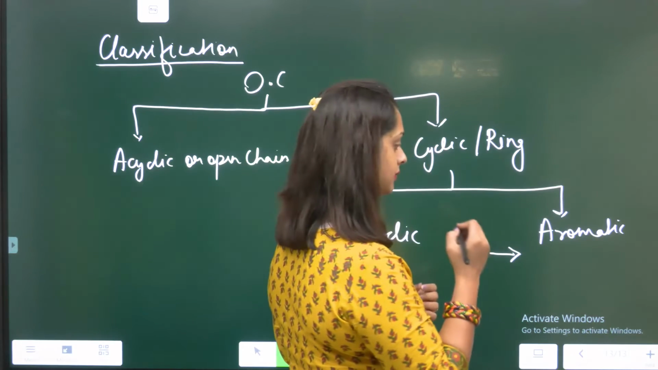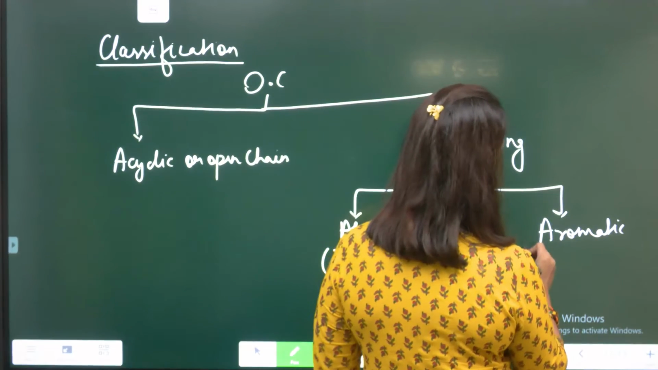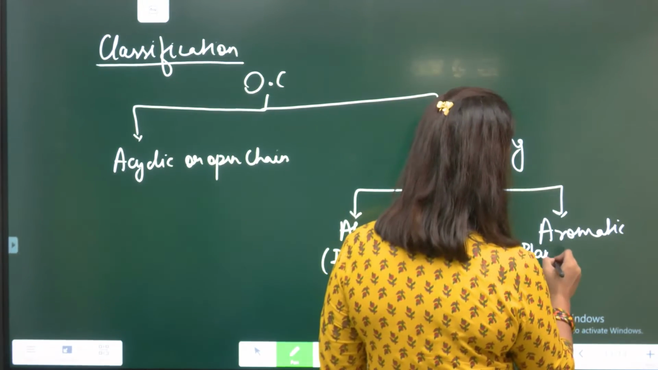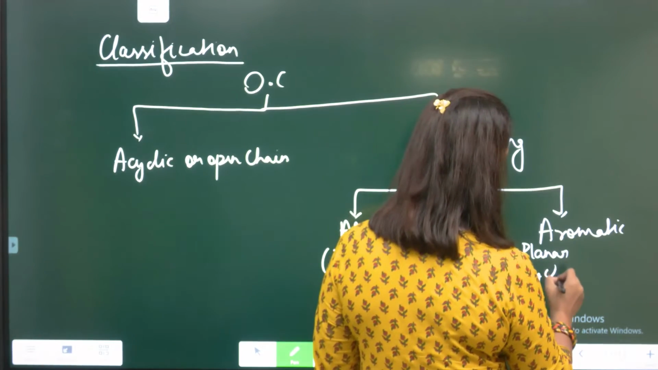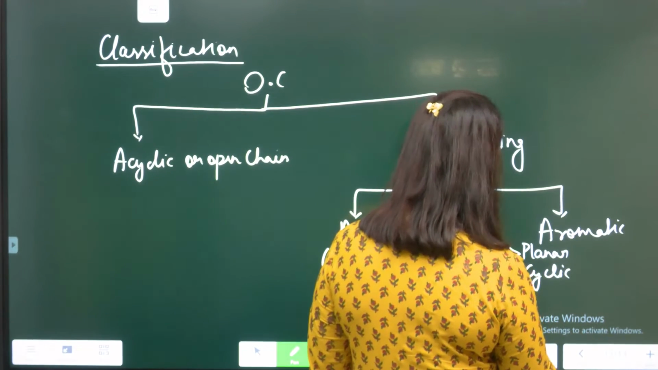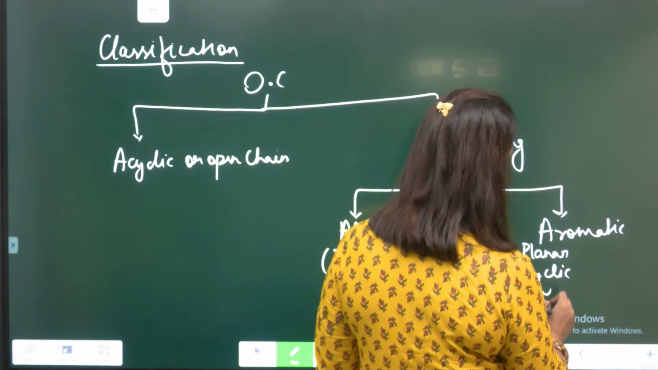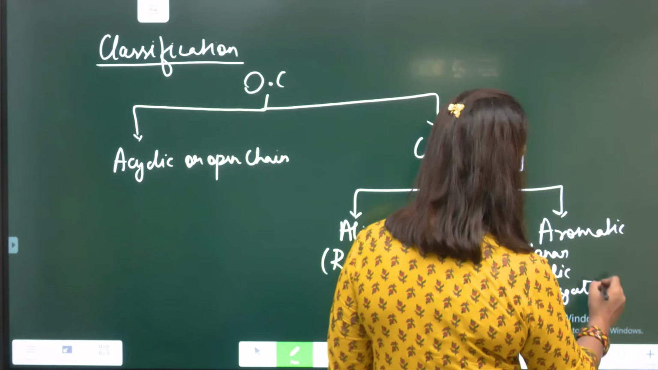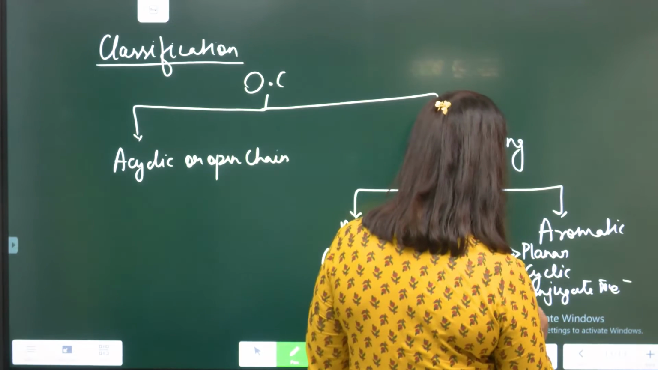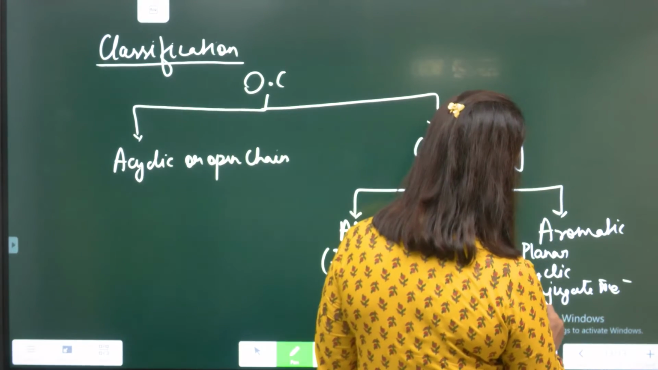Aromatic, in order, it must be planar. Yeah, it must be a planar molecule. It must be a cyclic system. It must have a conjugated pi electron system, and fourthly, it should follow Huckel's rule.